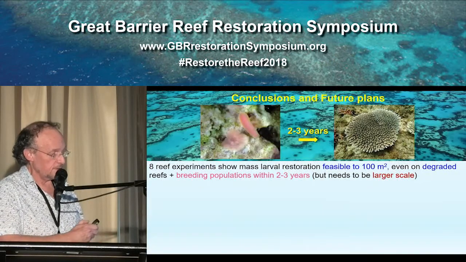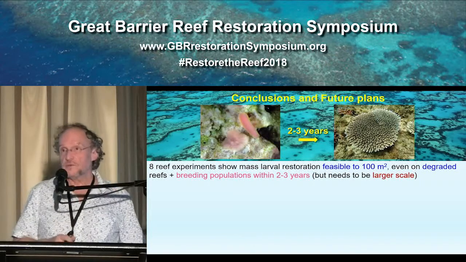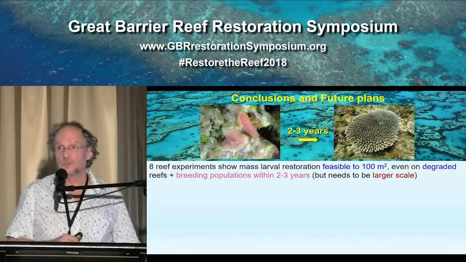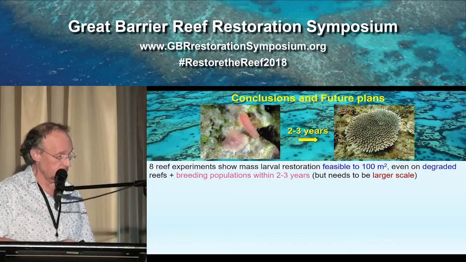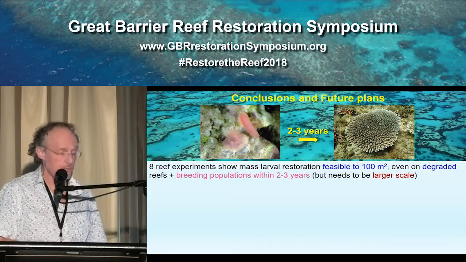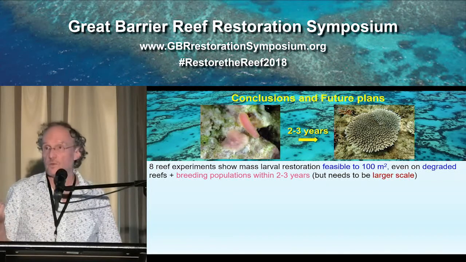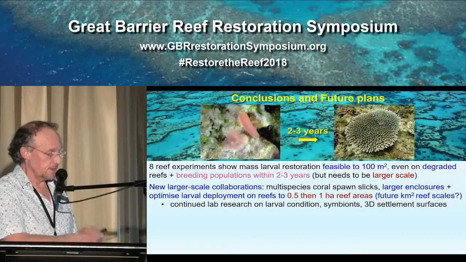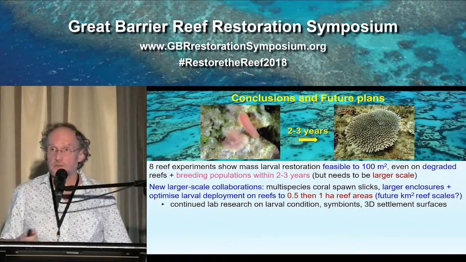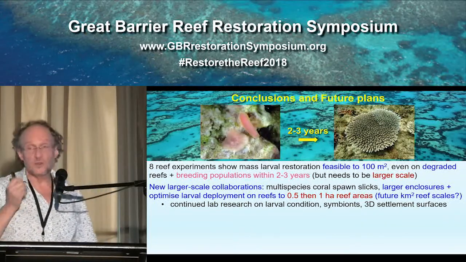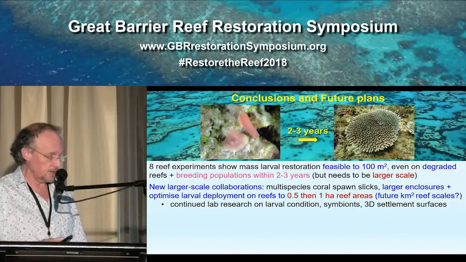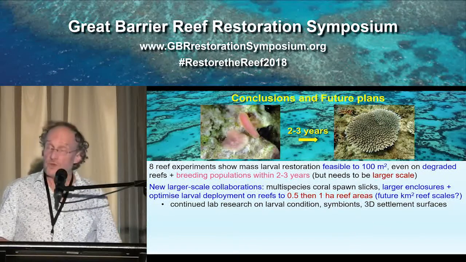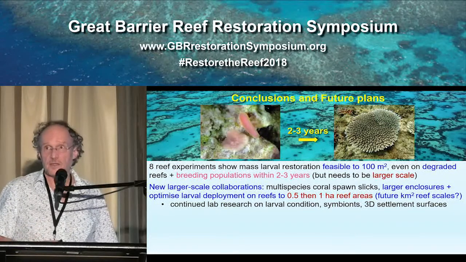Just to finish off, we've had 8 on-reef experiments that show that mass larval restoration is feasible to scales of up to 100 square metres, even on highly degraded reefs, and we're re-establishing breeding populations. That's all very well and good, but it needs to be much larger scale to be meaningful in terms of reef restoration. So the future focus of my projects will be on capturing multi-species coral spawn slicks at large scales and optimising larval deployment times onto the reefs to move up to half hectare and eventually 1 hectare reef enclosures.